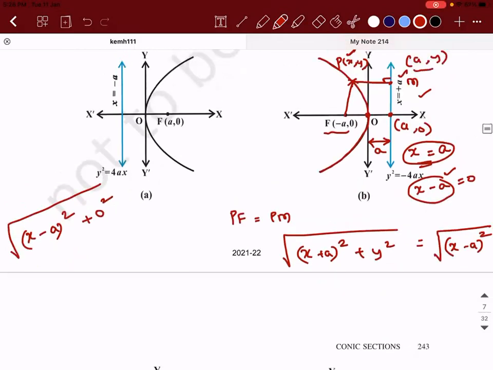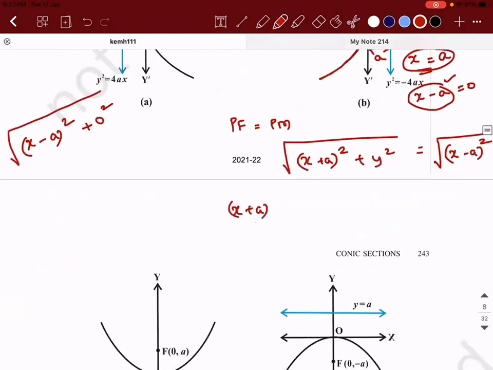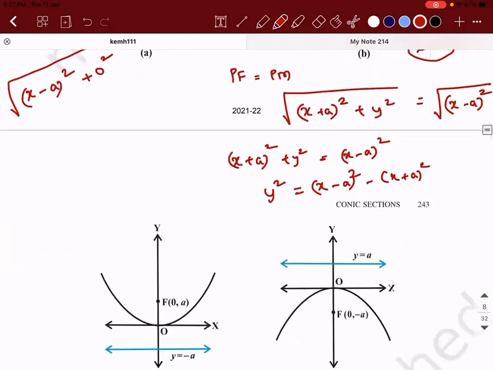So the coordinate of this point is a comma y, because this height is y. So squaring on both the sides, x plus a the whole square plus y square is equal to x minus a the whole square. So y square will be equal to x minus a the whole square minus x plus a the whole square. So a minus b the whole square minus a plus b the whole square is minus 4ab. So y square is equal to minus 4ax, is the equation of the inverted C parabola. Clear, guys? Yes, sir.